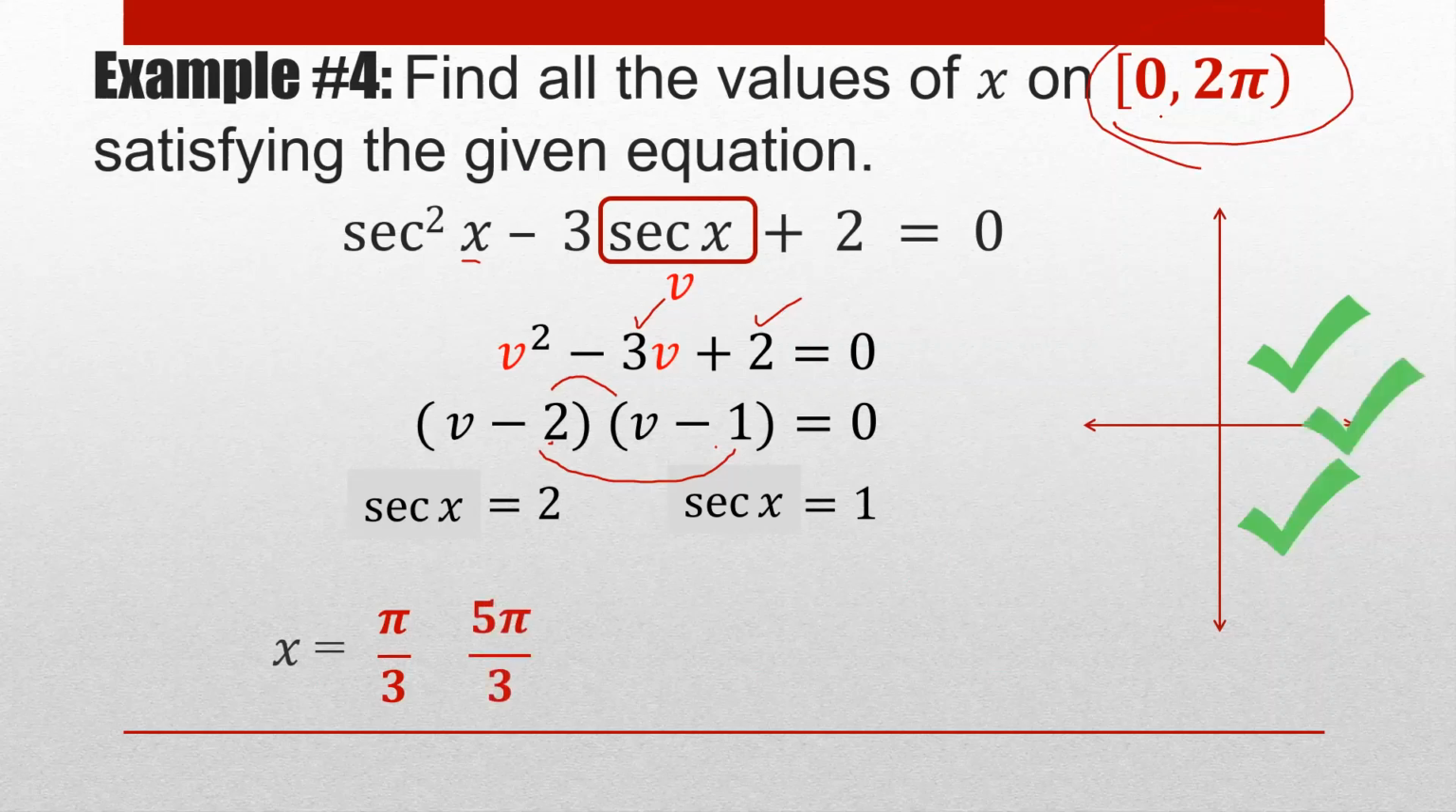So meron din tayo for secant x equal to 1 sa positive x-axis naman, 0. So ayun, other than that, meron pa ba? Ayun, wala na. So we have these three solutions: pi over 3, 5 pi over 3, and 0. If you substitute each of these to the original equation, masasatisfy niya yung equation. So that's for our example 4.